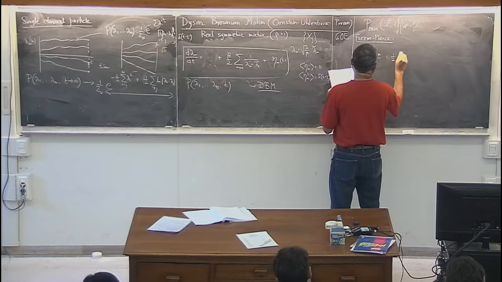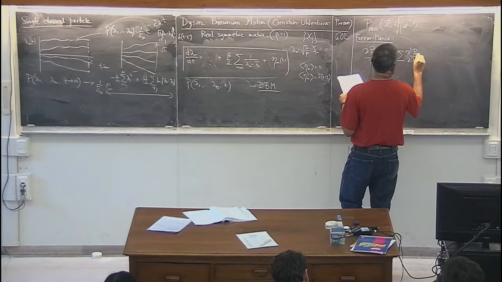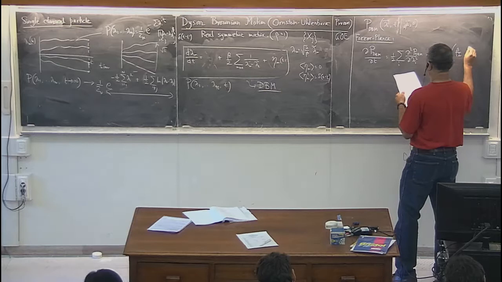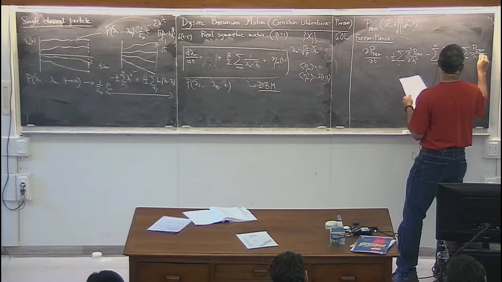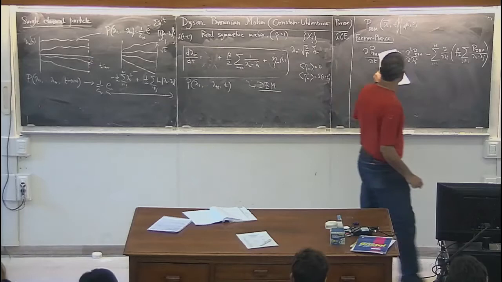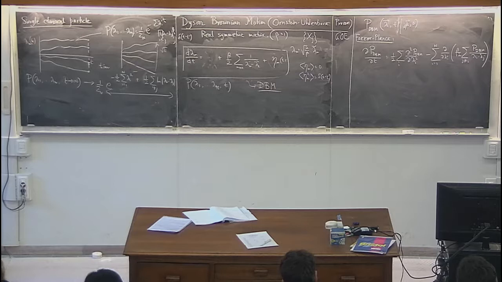So you can easily write down the Fokker-Planck equation. So that will be... okay, because this is the drift term. And then this is the diffusion term. So the diffusion term gives you this, because the diffusion constant D is just a half, and this is the drift term. Okay, so this is the Fokker-Planck equation.